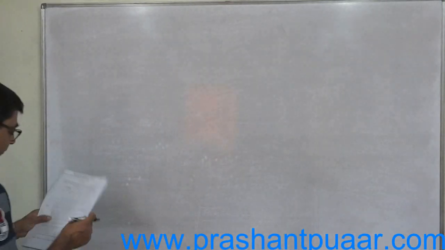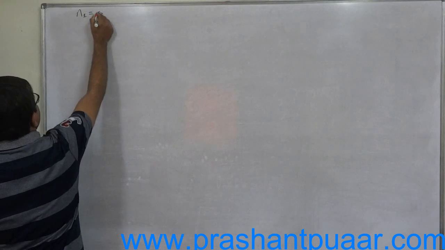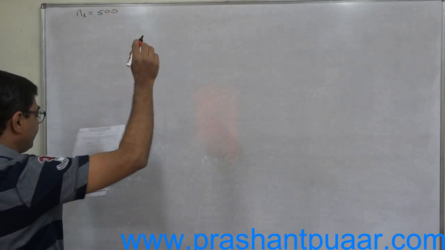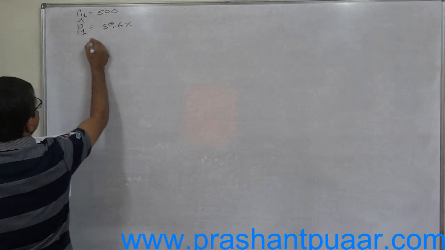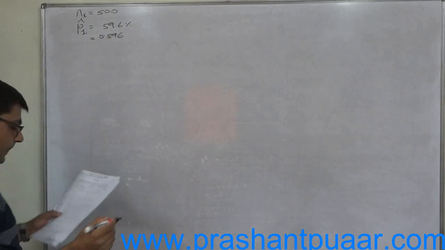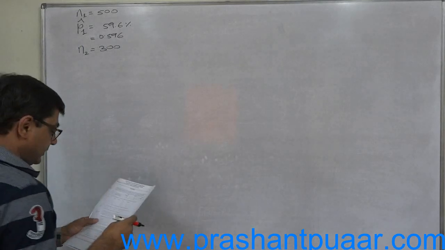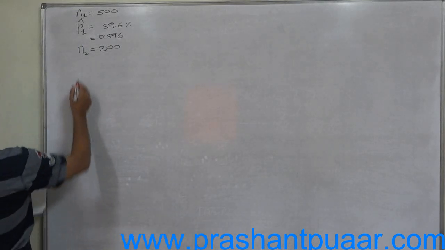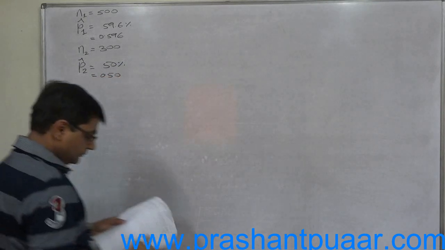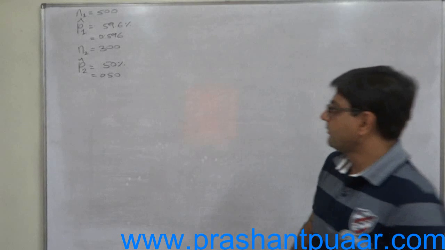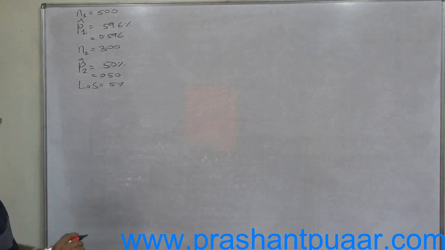Ultimately we have found this type of sum. A sample of 500 voters from city A, that means N1 is 500, showed that 59.6% of voters, that means P cap 1 is readily available, 59.6%, that means 0.596. Whereas a sample of 300 voters from city B, so the second sample size is 300, showed that 50% of the voters favored him, P cap 2 is 50%, that means 0.5. Use the 5% level, that is also given. So the level of significance to be taken into consideration is 5%, or alpha 0.05.